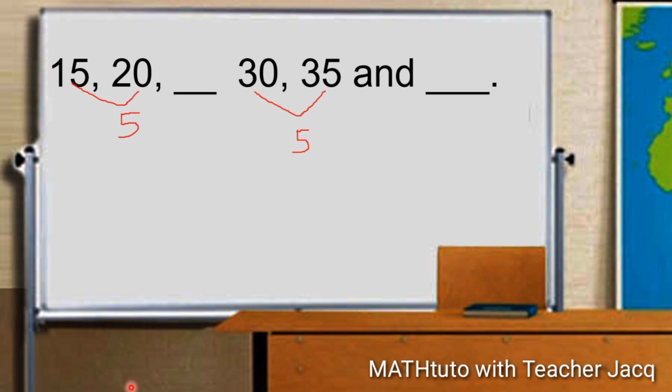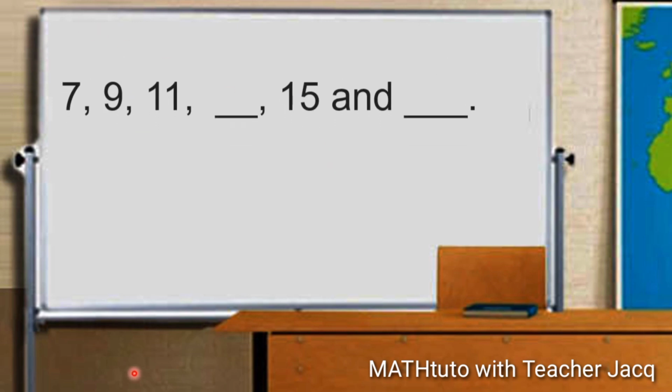So, tignan natin. 15 plus 5 is 20. 20 plus 5 is 25. 25 plus 5 is 30. 30 plus 5 is 35. And 35 plus 5 is 40.